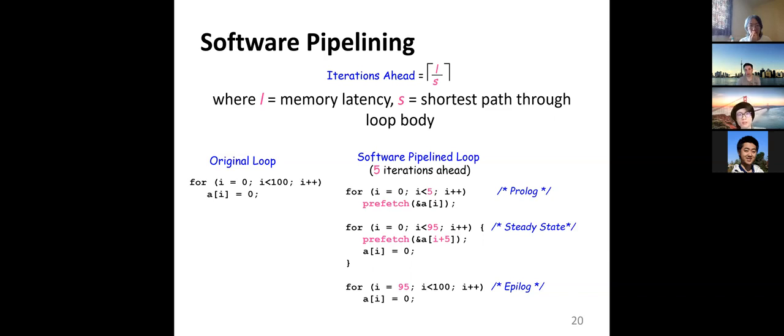Okay. But the thing is, I cannot just prefetch one iteration in advance. The first mistake students usually make when they try to prefetch is to prefetch the address of A[i] and then have A[i] equals zero. Well, it's too late. You just prefetched it and you had the demand access. You didn't save anything, right? You need to prefetch in advance.